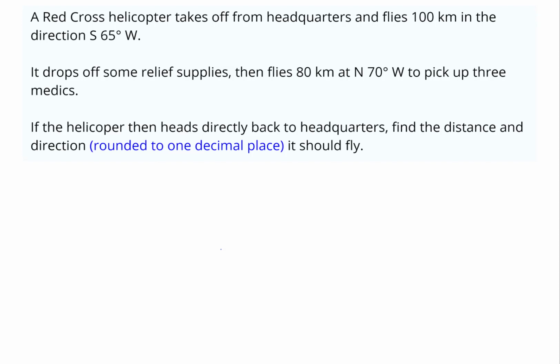A Red Cross helicopter takes off from headquarters and flies 100 kilometers in the direction of south 65 degrees west. So we're going to draw that off from south. We need to swing around to the west by 65 degrees. So here's our first vector, and its length is 100.